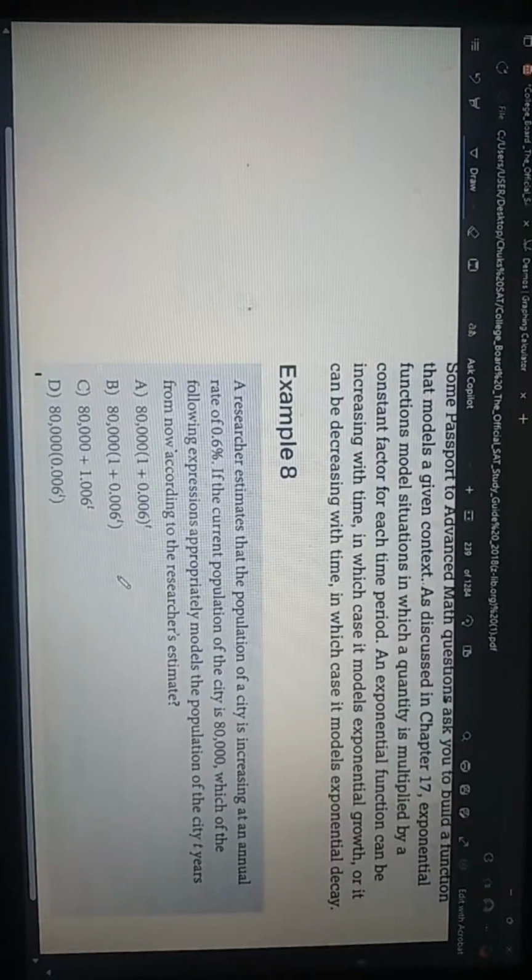Do you have your answer? Kindly put your answer in the comment section. Is it A? Is it B? Is it C? Or is it D? Which of them is the correct answer in this particular task? So put down your answer in the comment section, guys.